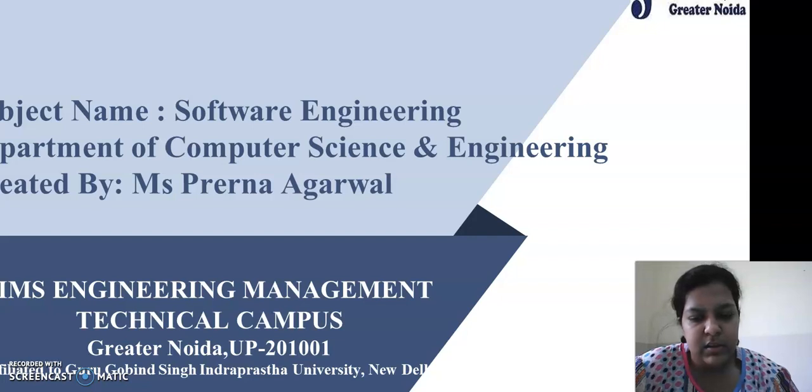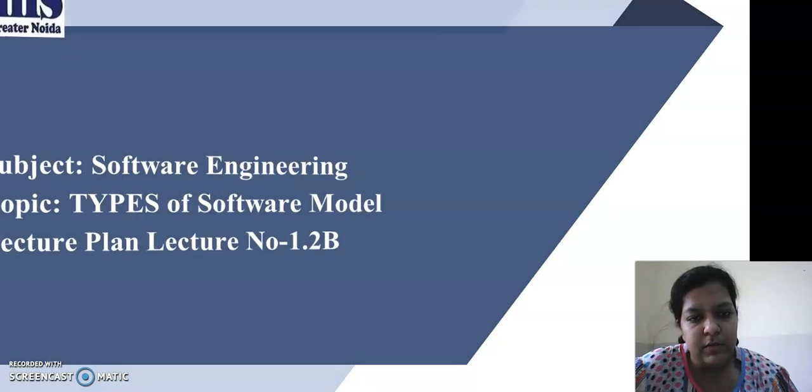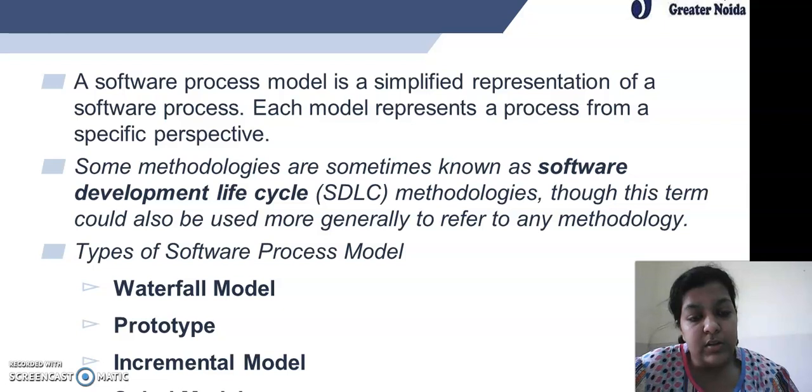Today we are going to discuss the new chapter for software engineering. Today's topic is types of software model. In the previous lecture, we discussed what software engineering is and what the need for software engineering is. We also discussed the software crisis, software myth, and what we mean by the software process and what activities are performed in the software process. Today we are going to discuss the types of software models or process models.